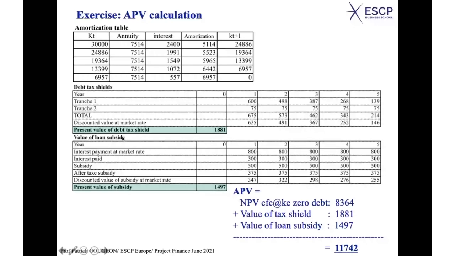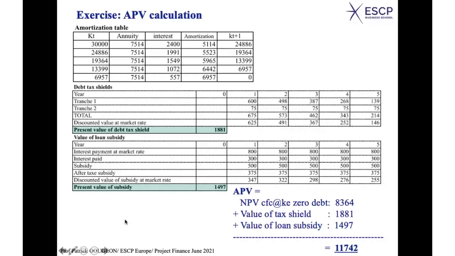The interest payment at market rate is 800, which is what we have assumed implicitly in the table below. Interest paid is only 300, okay? In other words, we have a subsidy of 500, okay? The after-tax subsidy is 375. And therefore, the discounted value of the subsidy using the market rate of the debt will give you that. So if you look at the present value of subsidy, you have this.